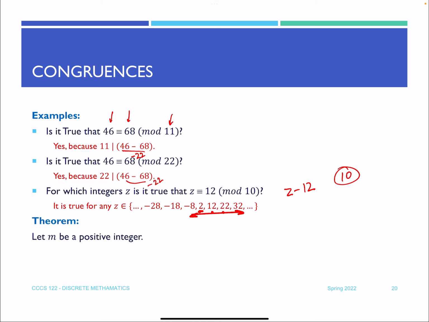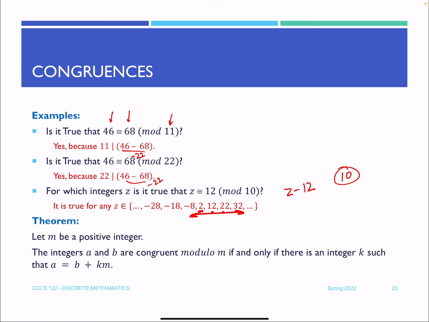And then there's another theorem to add. Let m be a positive integer. Integers a and b are congruent modulo m if and only if there's an integer k such that a is equal to b plus km.